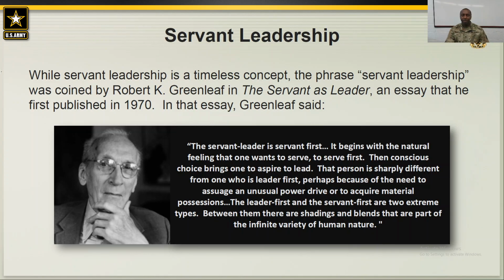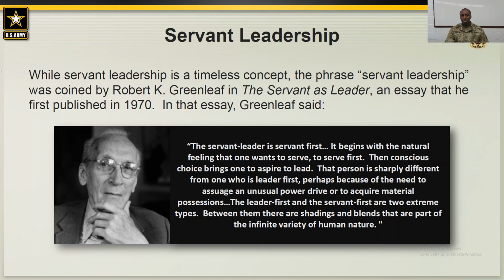So now, this is the second half of the lesson, and let's talk about servant leadership. While servant leadership is a timeless concept, the phrase servant leadership was coined by Robert K. Greenleaf in The Servant as Leader, an essay that he first published in 1970. In that essay, Greenleaf said, the servant leader is servant first. It begins with the natural feeling that one wants to serve first. Then conscious choice brings one to aspire to lead.